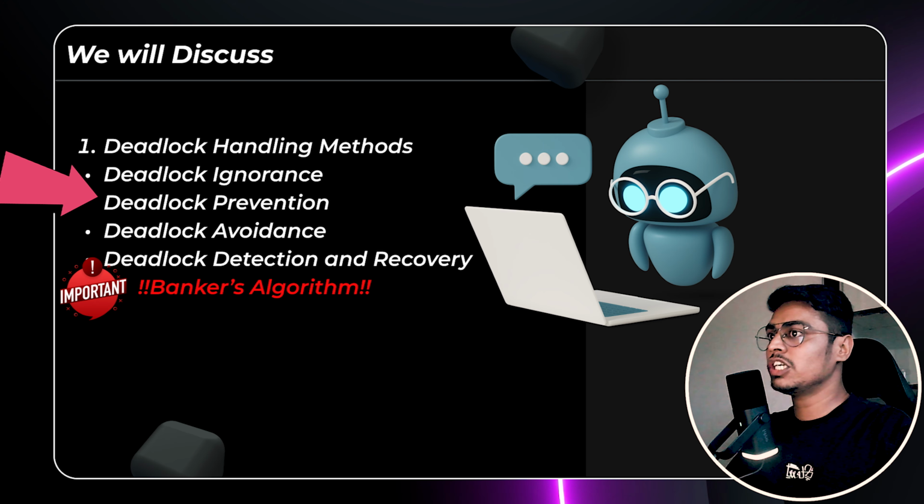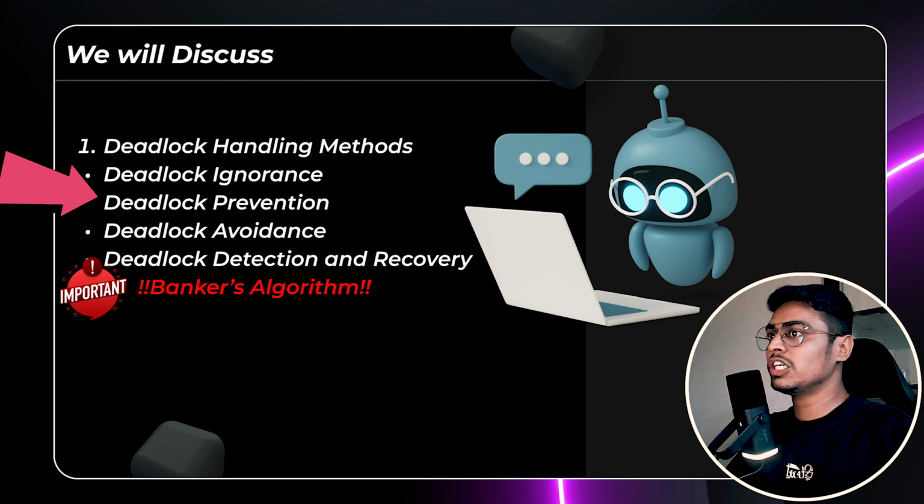The first method is deadlock ignorance, also known as the ostrich method. This approach simply ignores the deadlock when it occurs. You might think this sounds funny. When a deadlock situation is occurring, we are simply ignoring it. But surprisingly, the majority of operating systems like Windows and Linux use this strategy widely.